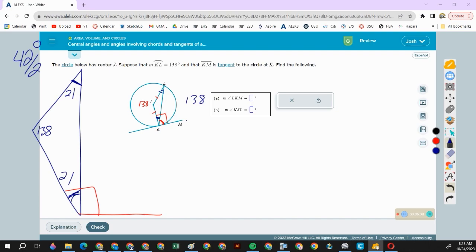Okay. So LKM and KJL. So KJL is 138. And now I want to know how big this angle is. Well, if that is 90 and this is 21, then all we need to do is 90 minus 21, and we get 69 degrees. Let's do another one of those.